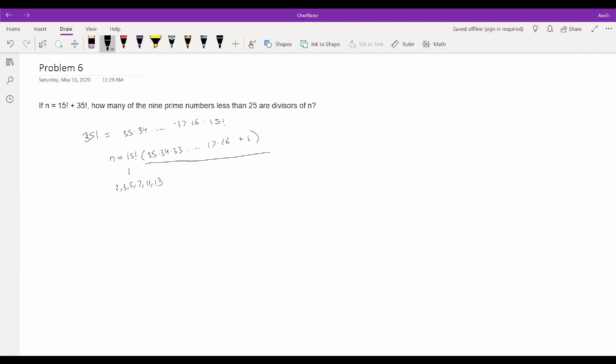And we can use the same logic for all the numbers from 16 to 35, meaning that no other prime numbers less than 25 can divide that, which means that the only prime factors less than 25 that divide n are the ones that divide 15 factorial, which were 2, 3, 5, 7, 11, and 13. So our answer is 6.